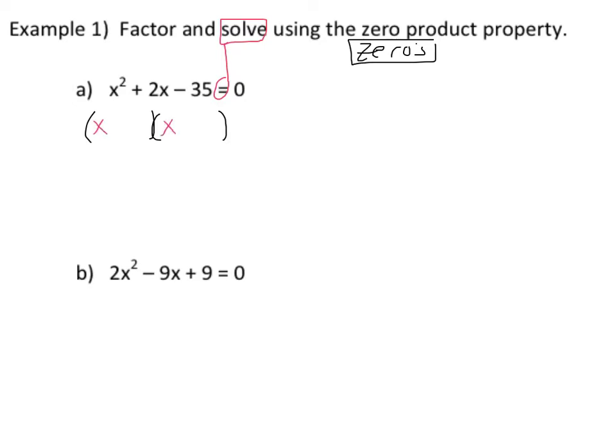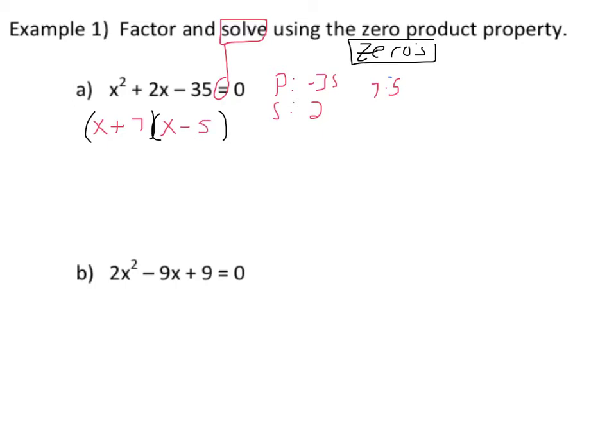X term first. We're looking for two numbers that have a product of negative 35 and a sum of 2. Factors of 35 that come to mind are 7 and 5. We have to have a negative 35 when we multiply them, so one of them has to be negative. And when we put them together, we need a positive 2. So we'll make the 5 negative. So now we can say that it's x plus 7 and x minus 5.